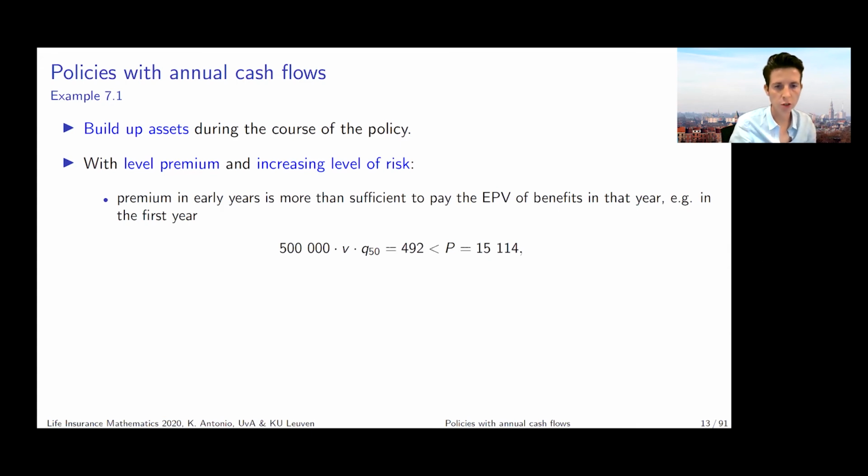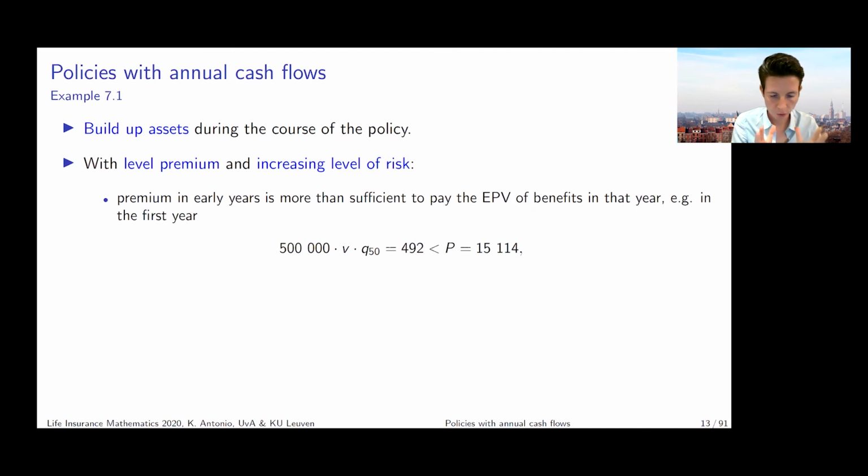So if I look at the expression here at the left-hand side, I've got my 500,000 times the discount factor over 1 year times q50. Now, what does that expression capture? Well, that is exactly the EPV of the benefits which I promise in the first year of my endowment insurance contract. So this is the EPV of a term insurance policy with an insured amount of 500,000 that would pay at the end of the first year if death happens in that particular year.